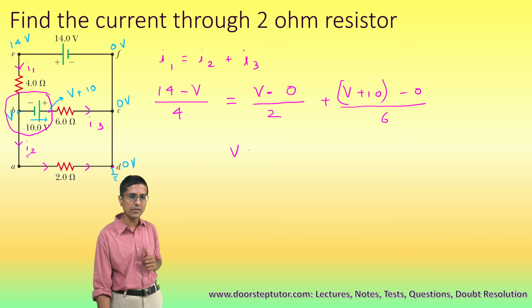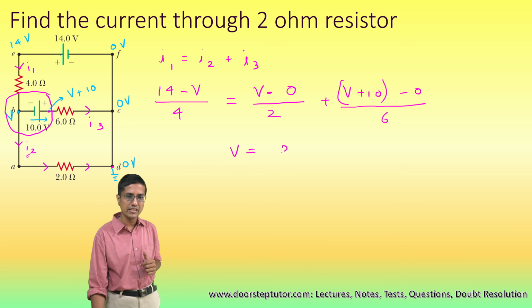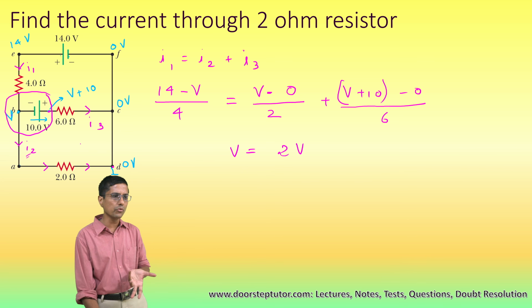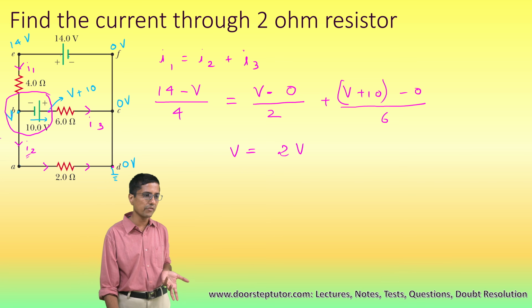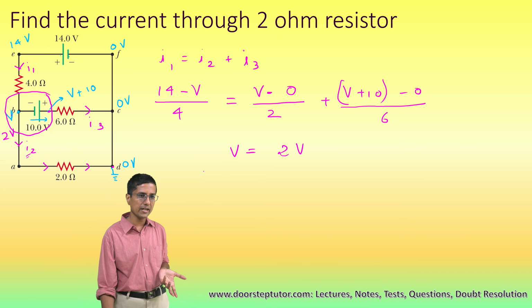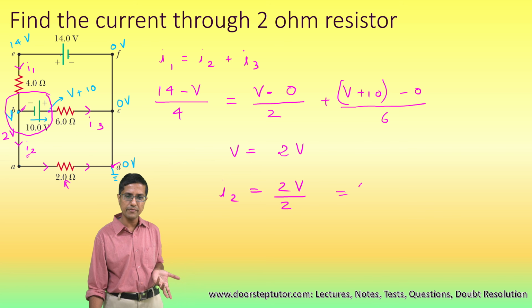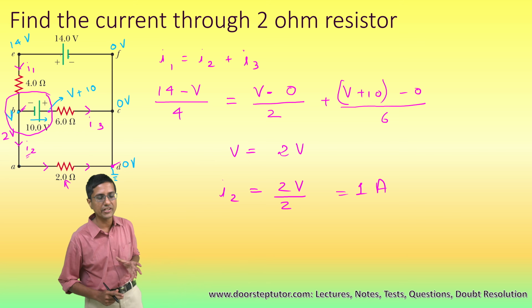Now if you compute the value of voltage using this equation, this will come out to be 2 volt. We want to find out the current through the 2 ohm resistor. We all know that the voltage here is 2 volt. This current I2 will be equal to the voltage across this resistance of 2 ohm. What is the voltage across this resistance of 2 ohm? It is 2 volt divided by the resistance itself, which is 2. So the current is actually 1 ampere in the direction that we have given.